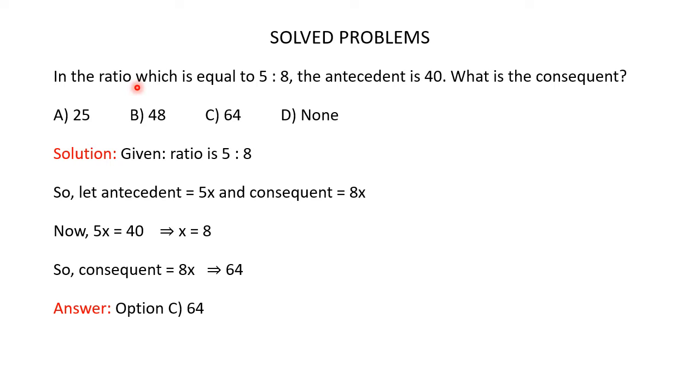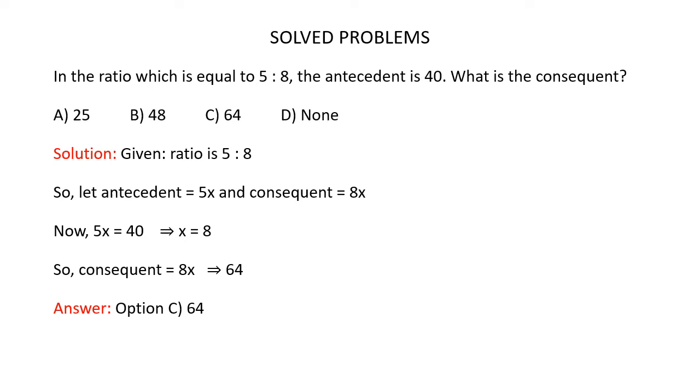In the ratio which is equal to 5:8, the antecedent is 40. What is the consequent? You are given 4 options and you have to find out which of these options is the correct one. Now it's given that the ratio is 5:8. You have to know that the first number is the antecedent and the second number is the consequent. So let the antecedent be equal to 5x and consequent be equal to 8x.